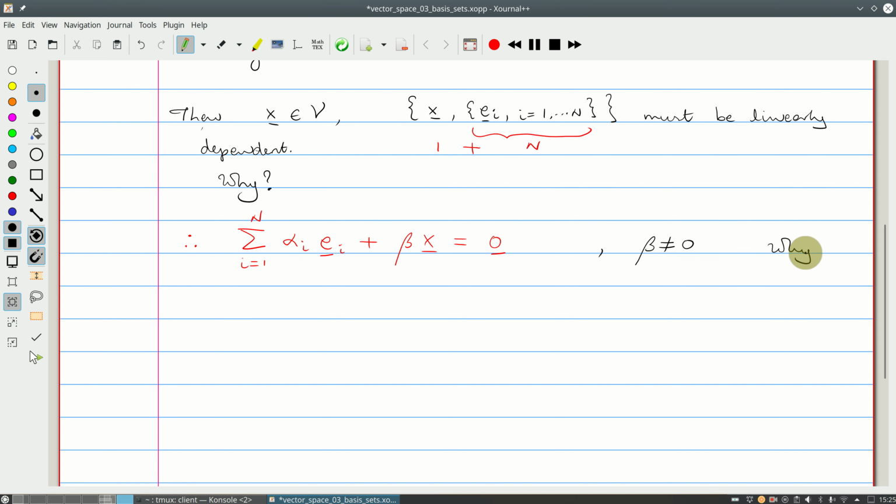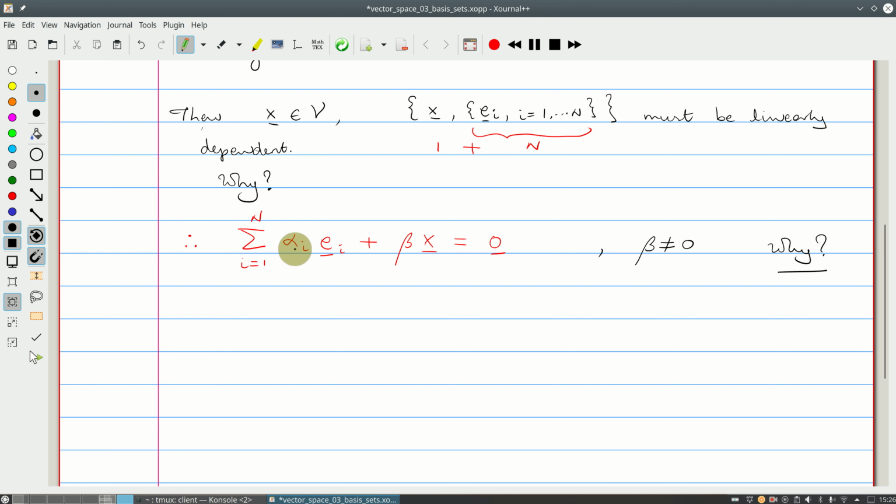Why? Now each time I put a why in my notes, I'd like you to think about it. So at this point you might even want to pause the video and ask yourself why should beta be non-zero? So one way of looking at it is, suppose beta is 0, in which case we would have the sum I going from 1 to n of alpha I e bar I plus 0 is equal to 0. And what we're then saying is that this linear combination of these basis vectors e bar I is equal to the 0 vector. But that's not possible unless all the coefficients alpha I are 0, because the basis vectors are defined to be a set of linearly independent vectors.